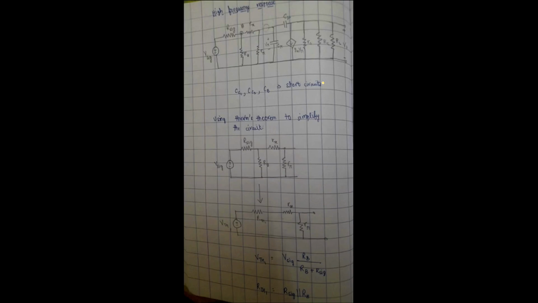the high frequency response. The important thing here is, in high frequency response, the parasitic capacitances or the inbuilt capacitances, which are C pi and C mu, are active, and the other capacitances like CC1, CC2 and CE are all short circuited. So this is how a high frequency response circuit looks like.